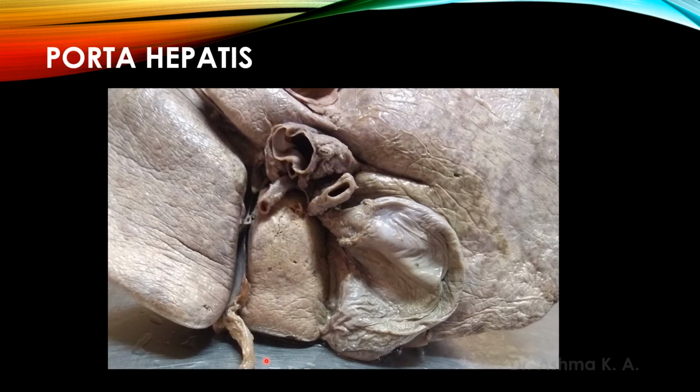Coming to the arrangement of structures in the porta hepatis, the posteriormost structure is the portal vein. Anteriorly and to the right, we have the hepatic ducts. However, in this image, we are able to see only the bile duct. Anteriorly and to the left, we have the hepatic arteries.